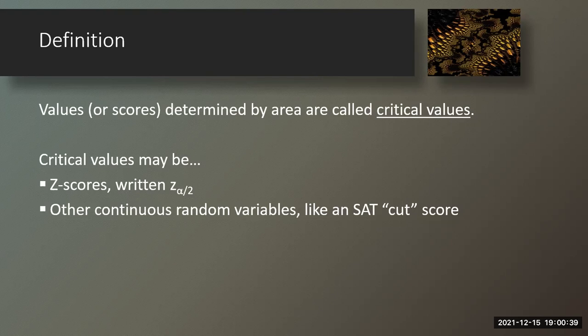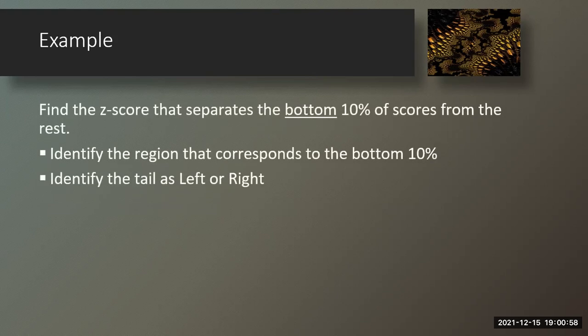Values or scores determined by area are called critical values. And the critical values may be z-scores, usually written with a z alpha over 2, although not always. Or for other continuous random variables, they may be actual values, like an SAT cut score, for example. So this time we're going to find the z-score that separates the bottom 10% of scores from the rest. We want to identify the region that corresponds to the bottom 10% and identify what part of the graph we're looking at. Is it part of the left tail or the right tail?